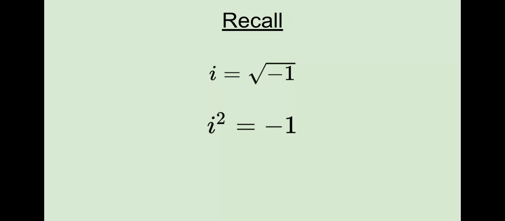For the next part, let's recall that i equals the square root of negative 1. We actually got that because we started with i squared, so i squared equals negative 1. We just took the square root of both sides. That's how we get i equals the square root of negative 1. But just remember i squared equals negative 1.